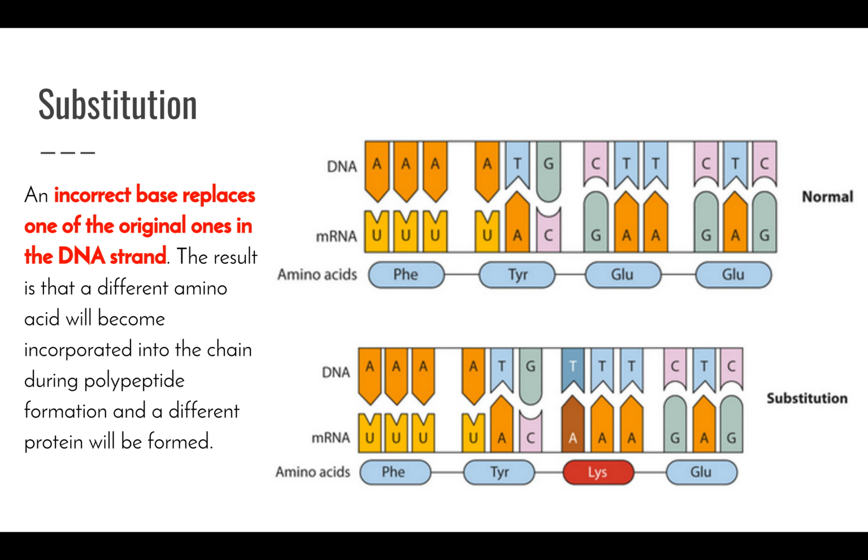The result is that a different amino acid will become incorporated into the chain during polypeptide synthesis or protein synthesis, and a different protein will be formed. This may function differently to the correct protein and create enormous problems for the individual that has inherited the faulty gene. An example can be seen in the disease sickle cell anemia, where the mutated gene varies from the normal hemoglobin gene by only a single amino acid.